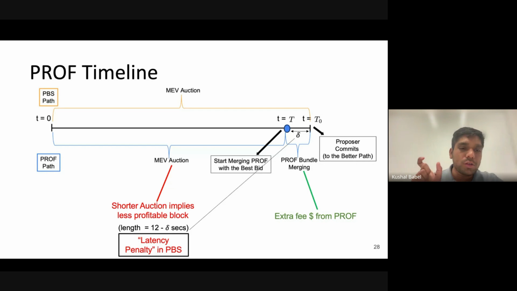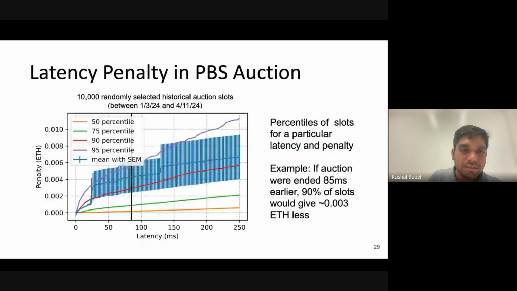And to better have an idea of that, let me show you what the latency penalty looks like. So this is the data from Flashbots. Other relays have similar patterns. But the idea is, if you look at the red line, which is 90 percentile of the slots, then as you have more and more latency, you have more and more latency penalty because the auction is getting shorter. And the black line basically shows if you have about 85 milliseconds of latency, then that in 90% of the slots leads to about 0.003 ETH worth of penalty from the auction.